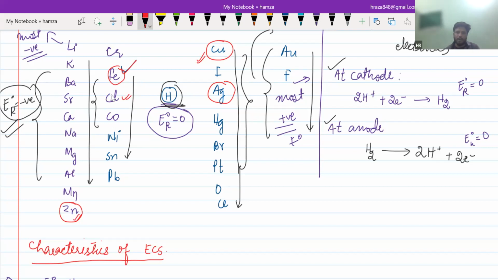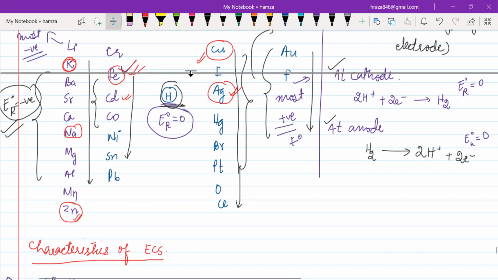And what was the theory? A metal can displace another metal from its salt when that metal is present above in the series. This iron can replace Ag, but Ag cannot replace iron. Are you getting my point? Yes, sir. You can take the example of K. K can replace sodium, but sodium cannot replace K, potassium. Yes, sir. Okay. Very good.